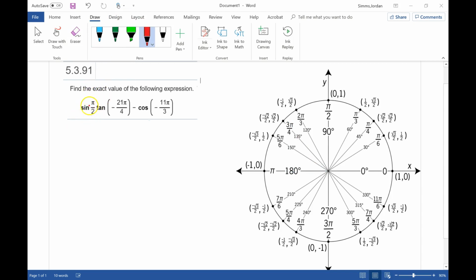Let's find out what the sine of pi over 2 is first. And again, we're looking at pi over 2, which is right here. Sine of that is going to be the y component. Again, if we were to make a big triangle here, right? So that's just going to be 1. Sine of pi over 2 is 1.